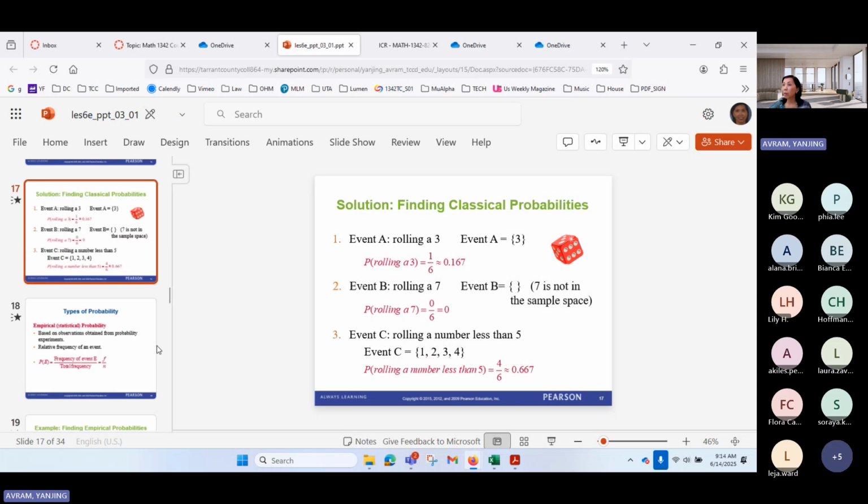Since the probability is always less than or equal to 1, we usually like to use 3 decimal places. And if you do the homework, it usually will tell you how many decimal places you have to keep.